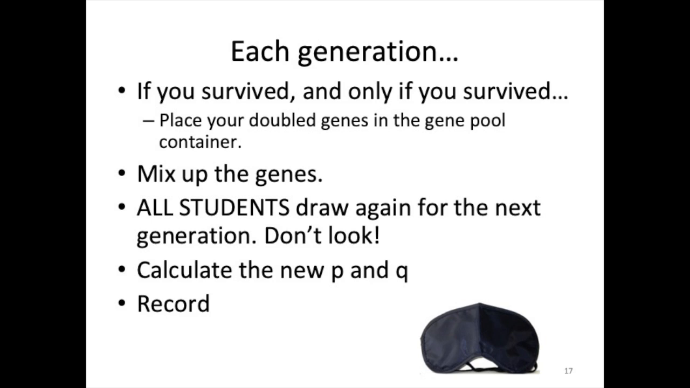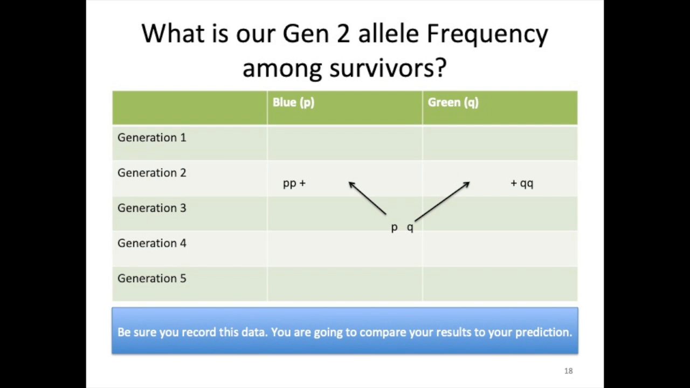Survivors double their alleles, add them to the gene pool, and all students redraw a pair of alleles, calculating the new P and Q, and then applying natural selection with the hawk again. Record the P and Q from each generation in a chart like this.